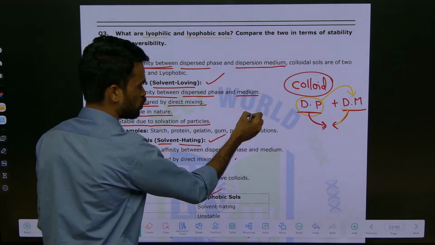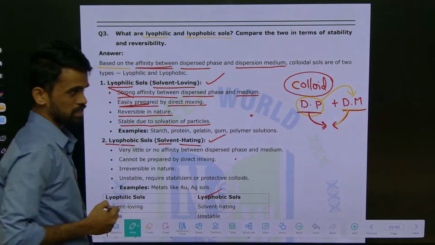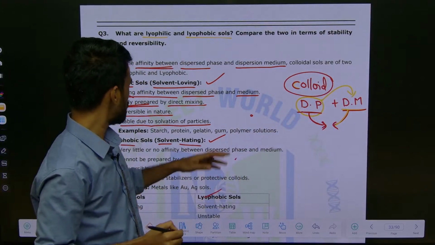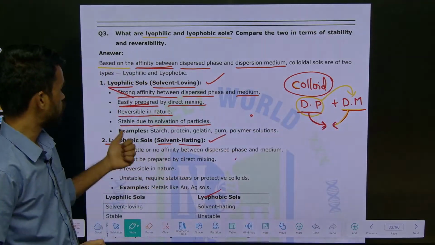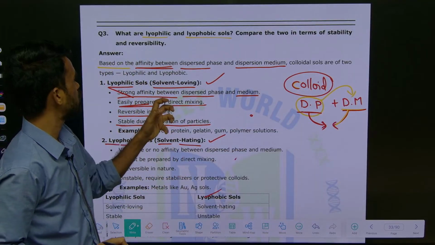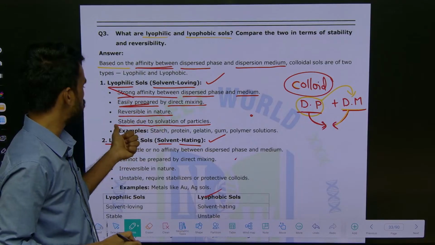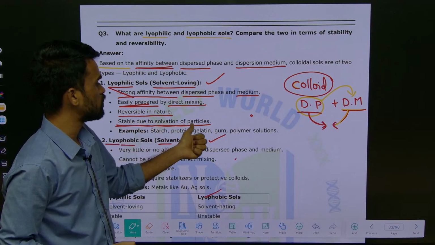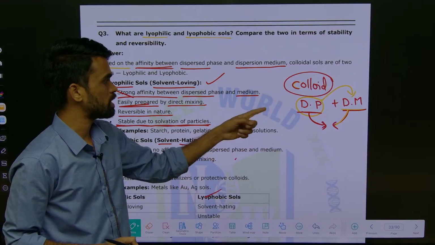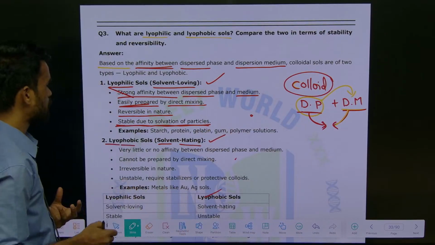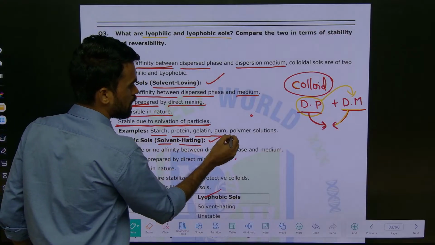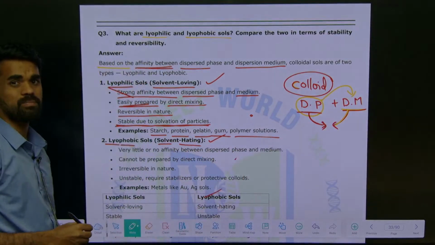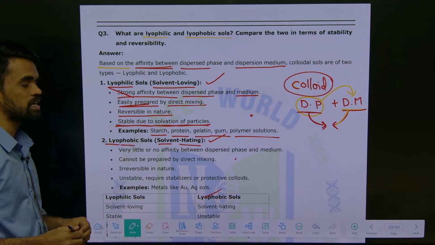Whatever the dispersed particles are, they get solvated by the dispersed medium, which is the solvent here. These lyophilic colloids are stable because of the solvation of particles. The particles get solvated, that's why it is stable. Now, what are the examples? Starch, protein, gelatin, gum and polymer solutions are some examples of lyophilic colloids.